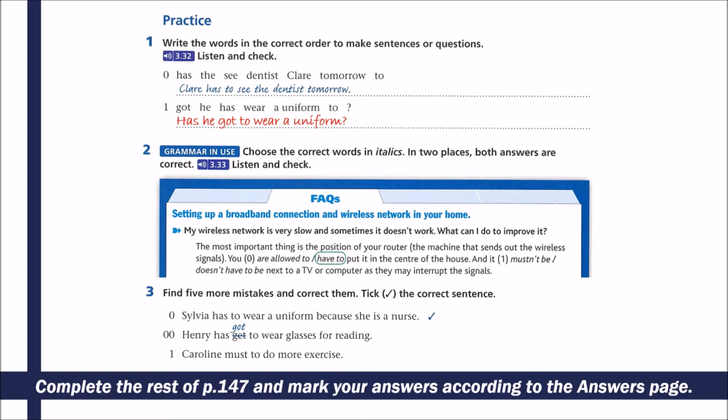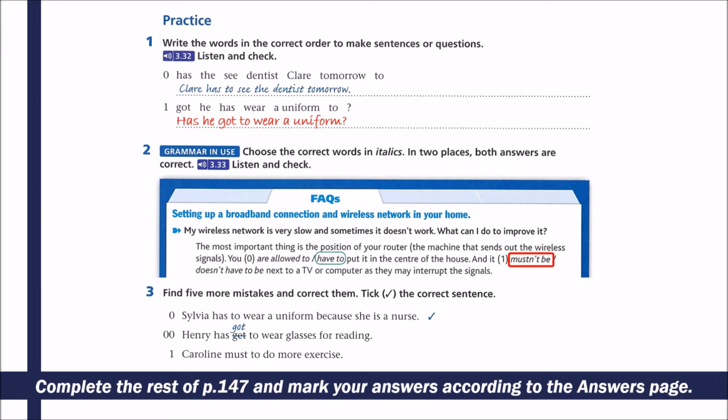Exercise 2. For question 1, the choices are mustn't be and doesn't have to be. This is a difference we haven't explained yet. If something mustn't be next to a TV, it means that it shouldn't be or that it is not allowed to be. If something doesn't have to be next to a TV, then it's okay for it to be next to the TV, but that is not necessary. And for this question, the second half of the sentence says they may interrupt the signals, which is a bad result if the router is put next to the TV. So we know it is not allowed to be next to a TV, and the answer is mustn't be.